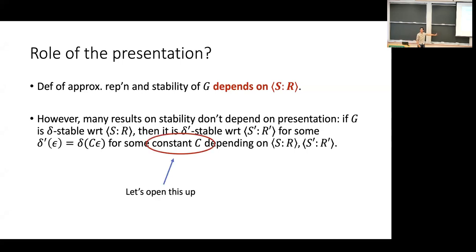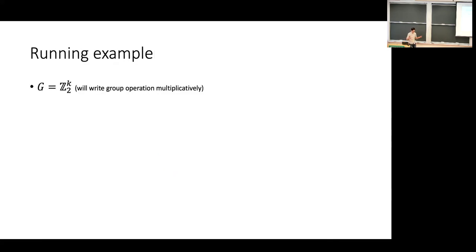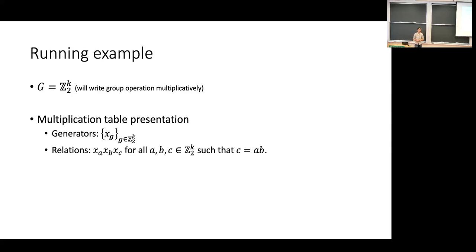But the whole point of the talk is to really open this up. What exactly is this dependence? I mean, you could be hiding a lot here. And indeed, there are some really interesting things when you look at the exact dependence of this constant on the different presentations you're considering. Okay. So really, we're just going to focus on one specific group, which is the abelian group Z2 to the k, and we're going to write all the operations multiplicatively. It'll be more convenient. So let's think about two different presentations of this group.